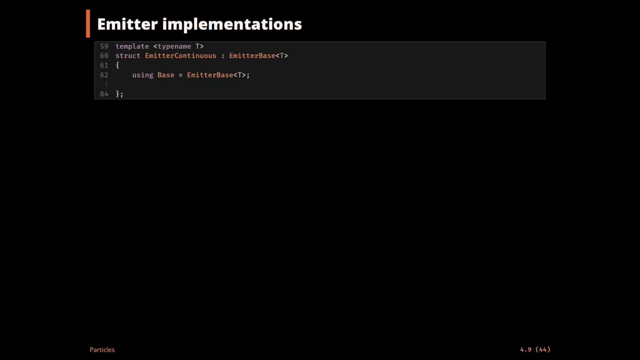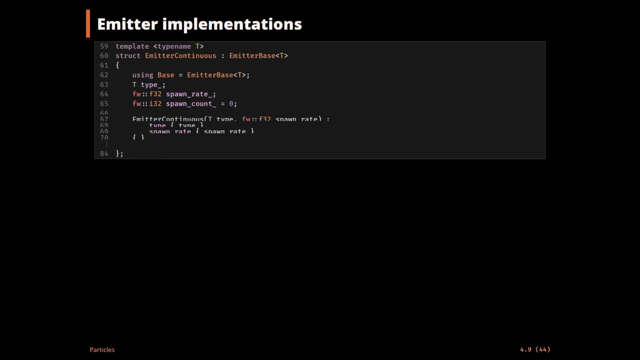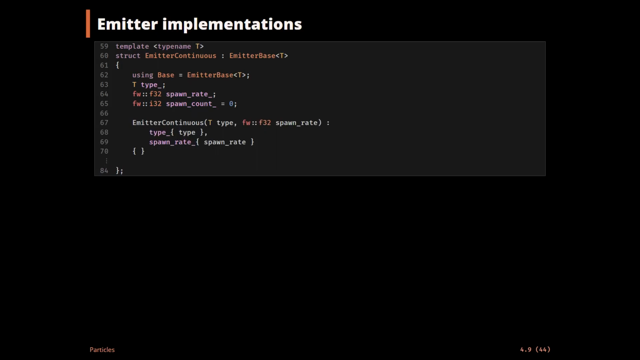So then, emitter continuous will inherit from this emitter base, and I've aliased base so that we can just do base colon to call a function on the base. It will have a particle type, a spawn rate, and a spawn count. So emitter continuous then takes a type, the constructor just takes the particle type and a spawn rate and it stores them.